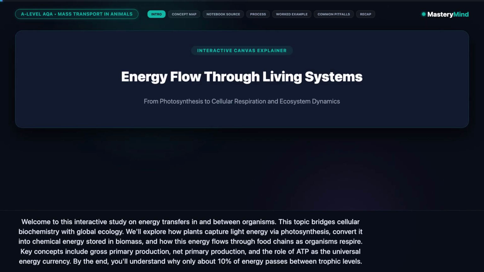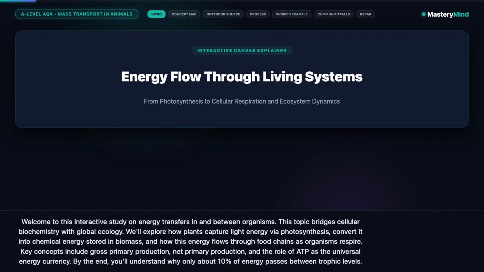Welcome to this interactive study on energy transfers in and between organisms. This topic bridges cellular biochemistry with global ecology. We'll explore how plants capture light energy via photosynthesis, convert it into chemical energy stored in biomass, and how this energy flows through food chains as organisms respire.